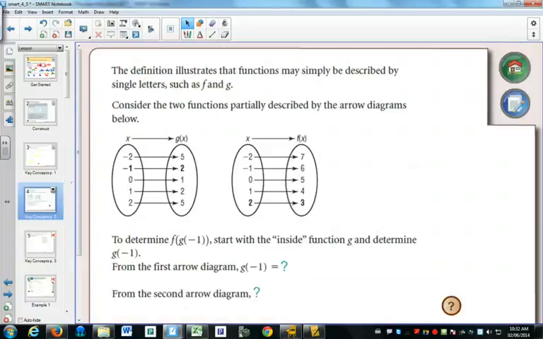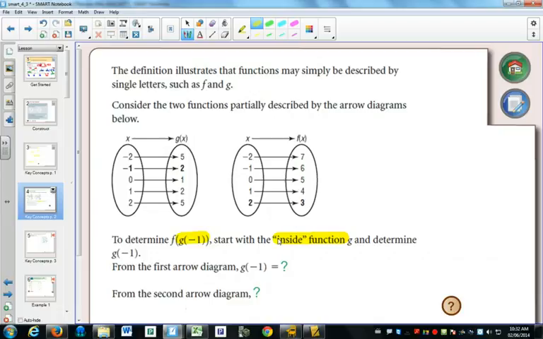A couple more examples we'll do, and then we'll get to example 1. So here's two functions. Okay? And again, the important thing that I've talked about already is you always start with the inside function and work your way out. Sort of like thinking about brackets. Do inside the brackets first, and then work your way out.